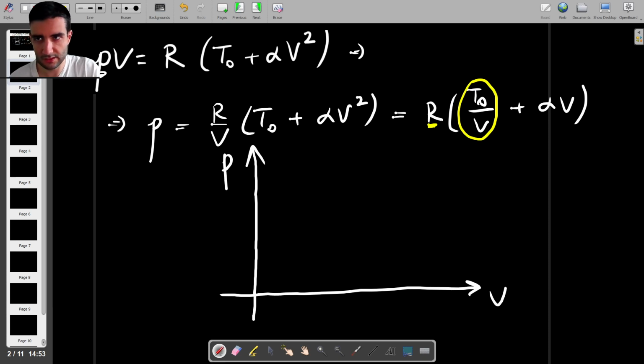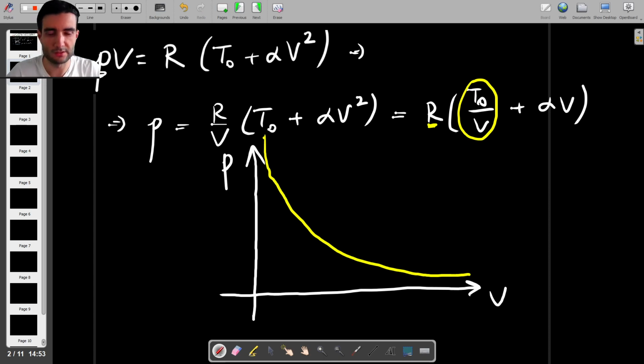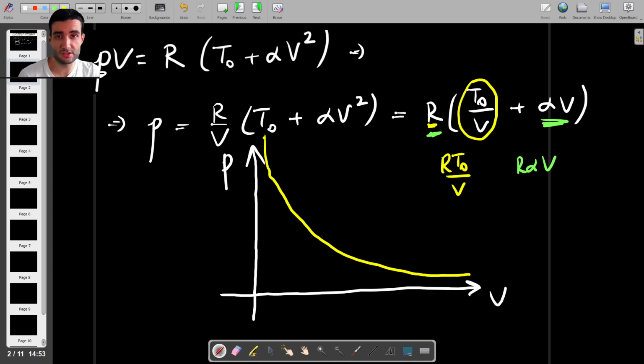So R T naught over V is a hyperbola, it's a rectangular hyperbola actually. So that's going to look something like this. It's an approximation, but it's going to look something like this. I think you can make it a bit better. Okay, that's good enough. And then the other function is R times alpha V. So the first one is R T naught, being a constant by the way, over V. And the other one is R alpha V, which is just the equation of a straight line. So the straight line looks like this.